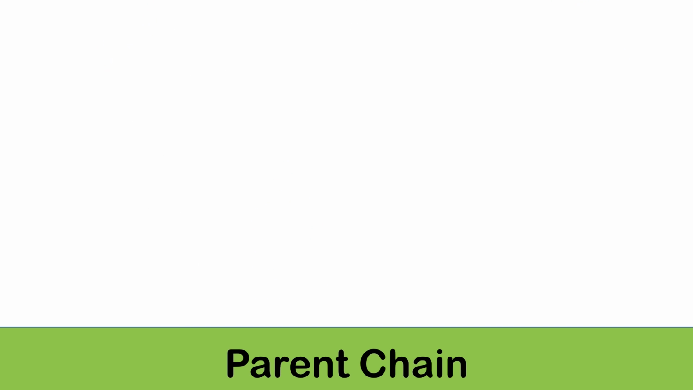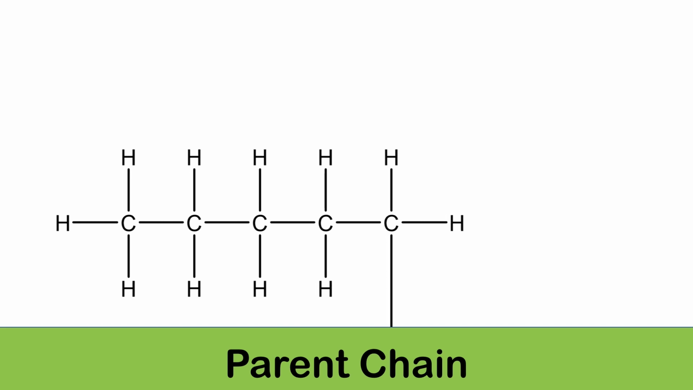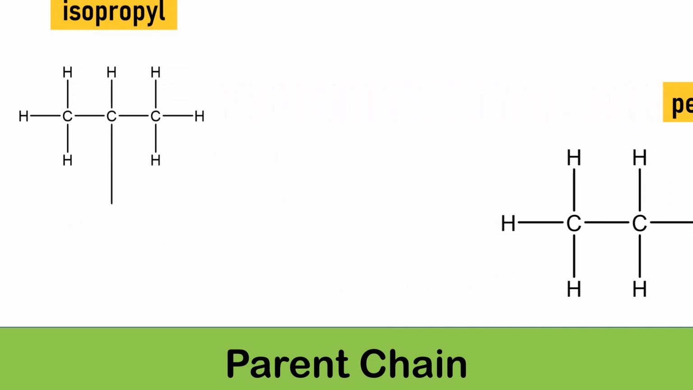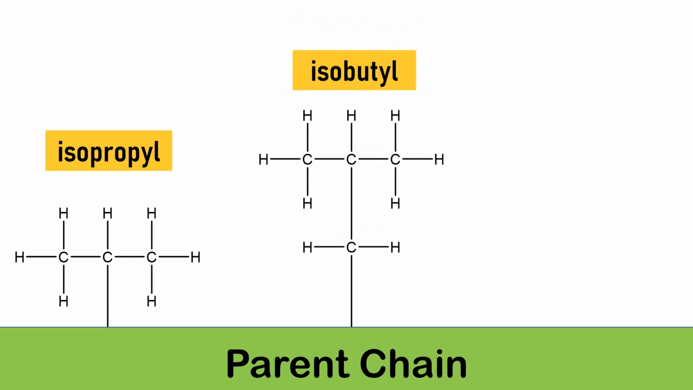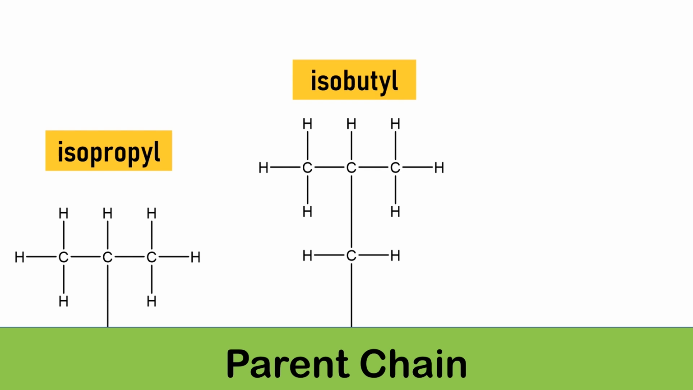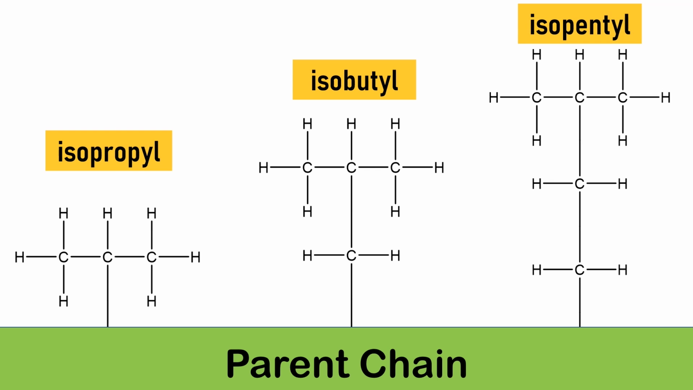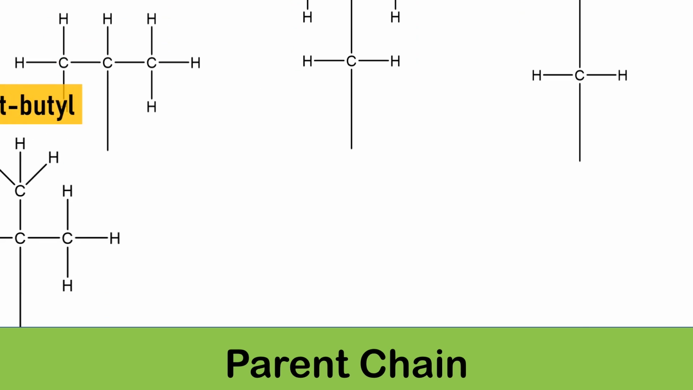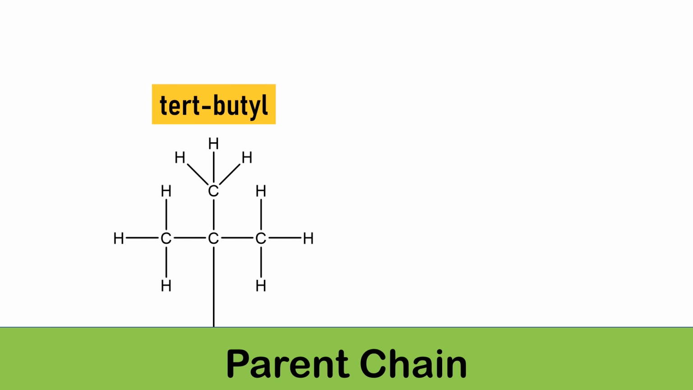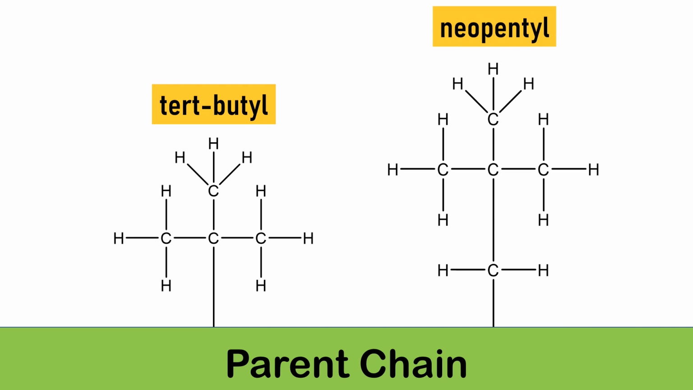5-carbon substituents can be complex. Here are some of the common bonding patterns starting with the straight chain alkyl group, pentyl. Consider isopropyl and isobutyl. Add another carbon between the 4-carbon group and the parent chain, and you obtain isopentyl. Finally, consider tert-butyl and add another carbon between the 4-carbon group and the parent chain, and you obtain the 5-carbon group neopentyl.